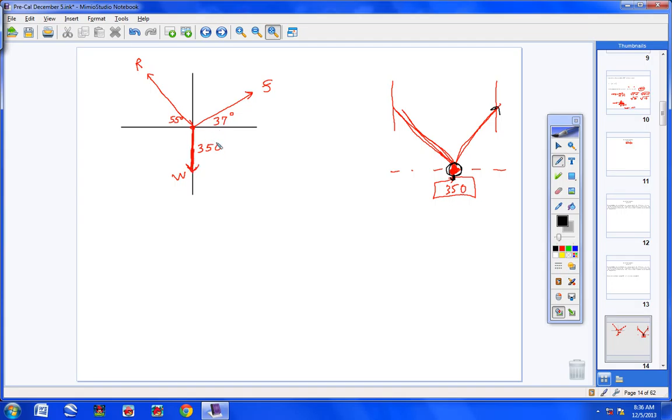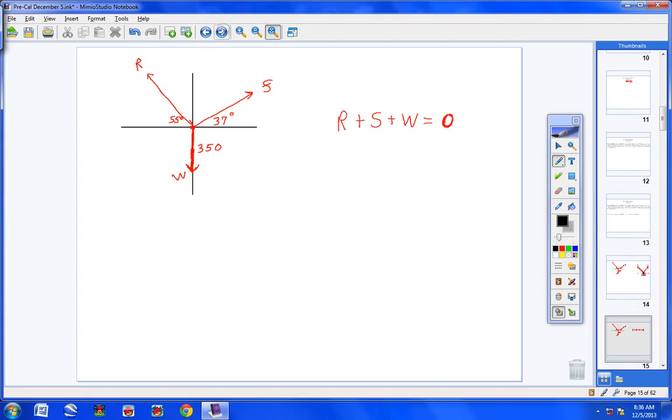So the first thing you want to do is always get a picture. Does that make sense? I hope it does. You want to get a picture, and you always put this intersection point at the origin. Because the book used R, S, and W for their vectors, that's what I used. You could have used A, B, C, X, Y, Z, whatever you want to use. I used R, S, W, but do give your vectors a name. Got it? Okay, moving on.